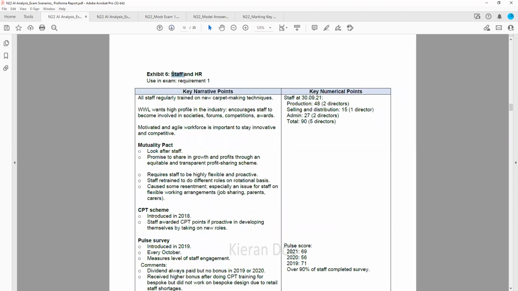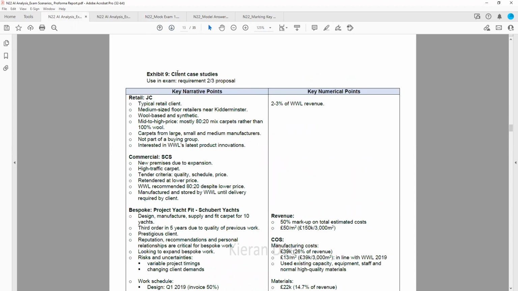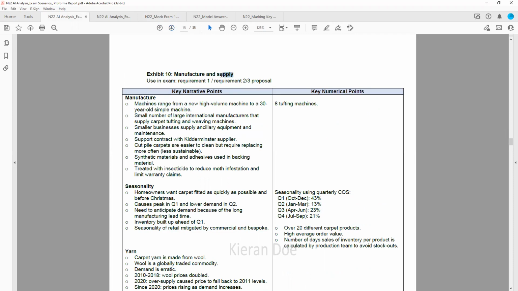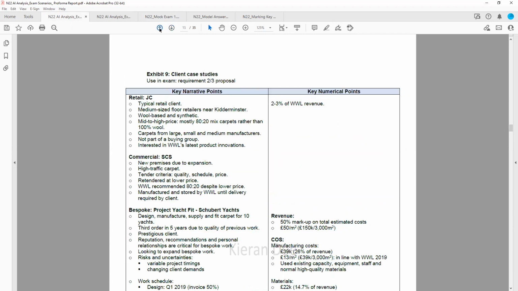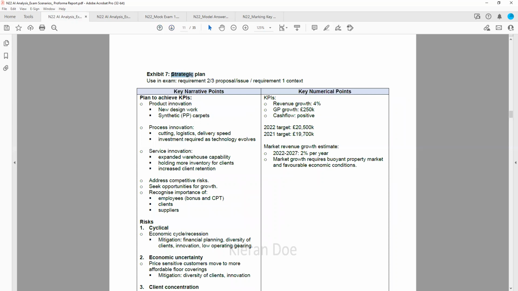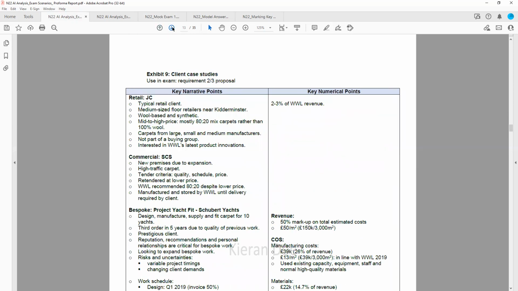Then we also have some information about customers, suppliers, sometimes staff as well. So we've got some more detail on what's going on in the business. So we usually have something about their customers, usually have something about their suppliers. So this applies to all case study exams, and sometimes about staff as well. And then there's usually an exhibit about their strategic plans, so what they're aiming to achieve in the short, medium, and long term, as well as some potential risks for the business.